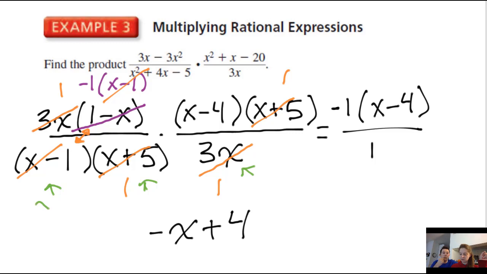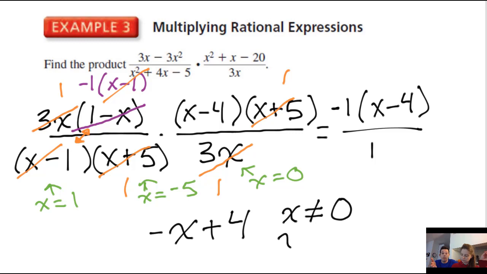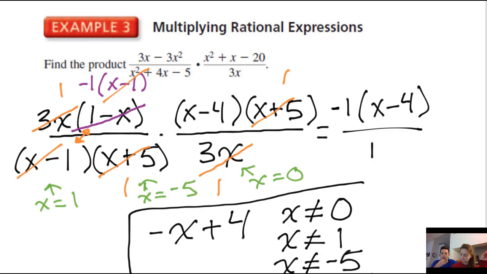So I like to write these as what are the x values that make these 0 and then restrict the domain. So the first one, when x is 1. Second one, x is -5. Third is when x is 0. And you notice we don't have any domain restrictions in our simplified version of the rational expression, -x plus 4, because we don't have a denominator anymore. So we need to restrict our new simplified rational with each of these domain restrictions, 0, 1, and -5. And that's our final solution.